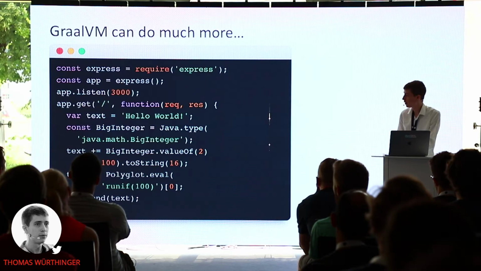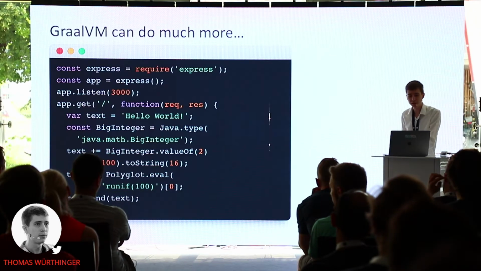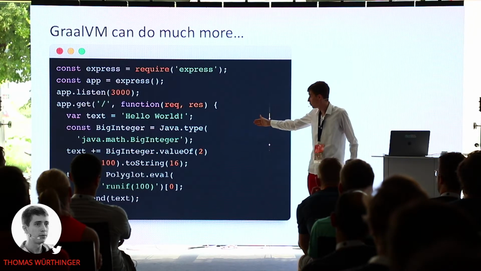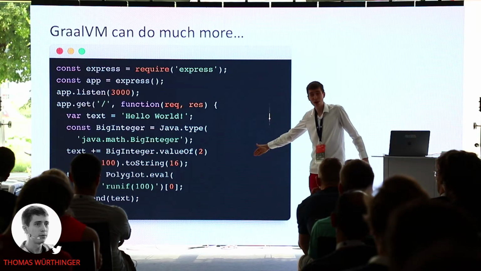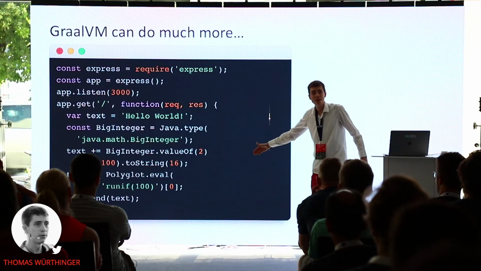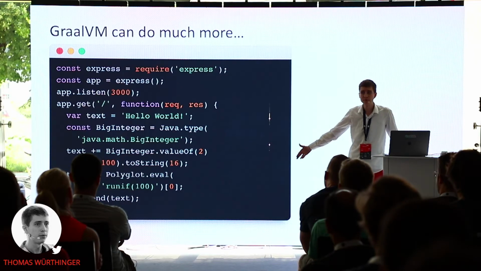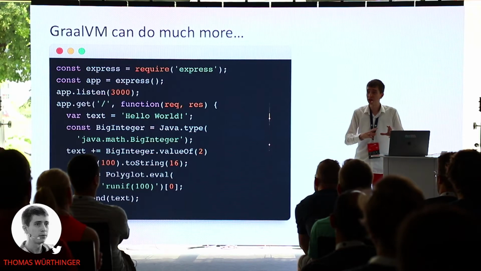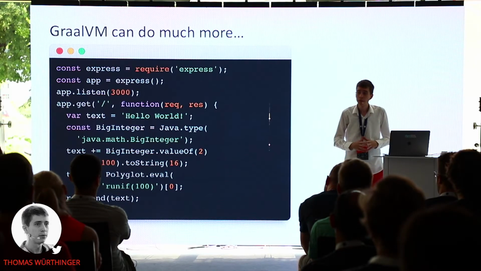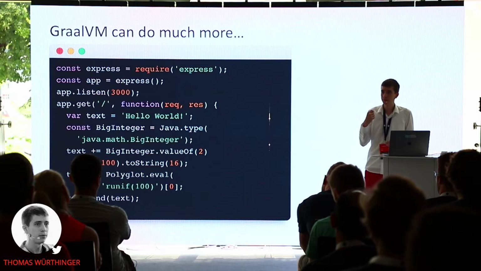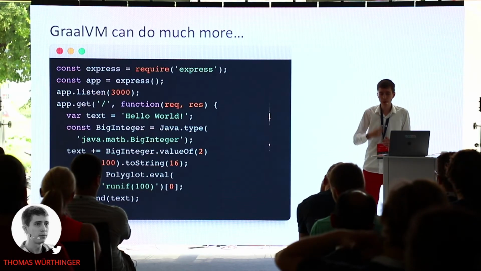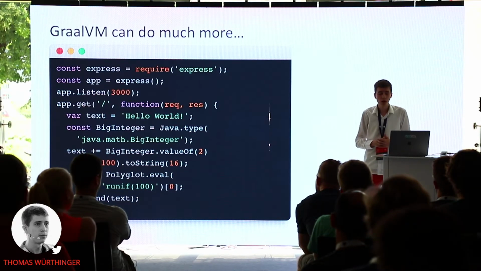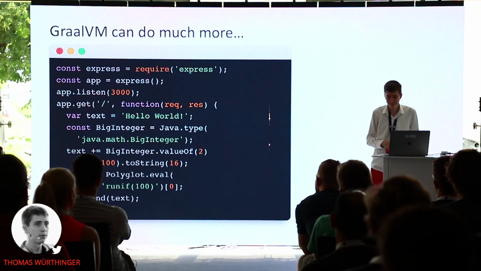GraalVM can do more. Last year, I showed kind of the multilingual aspect. This is here a little fun program running Node.js with Java interoperability and then reaching out to R for statistical computations. You can do all of this in the same program. This is interesting if you have a Java app, but you still want to use Node.js on the side, then you can use GraalVM for that. We have in GraalVM a fully ECMAScript compliant JavaScript virtual machine, and yeah, it can run all of Node.js.